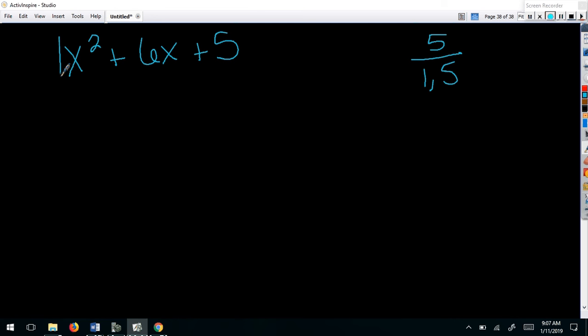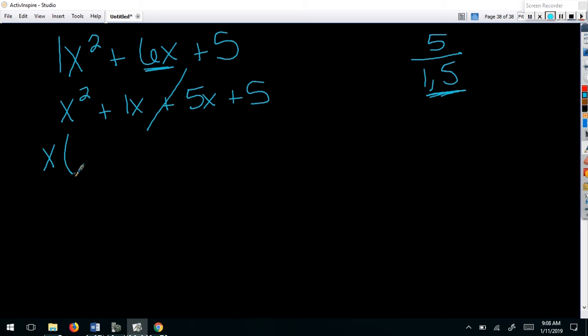All right, so I'm going to rewrite 6x using 1 and 5, right? x squared plus 1x plus 5x plus 5. It's the same expression. It's the same quadratic. I just broke that middle term out a little bit. Slash it. Yes, always. Why are you taking a test over here? No, I'm just kidding. GCF of the first 2, what is it? 1x. If you take that out, what is left?